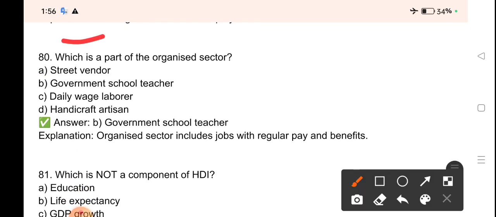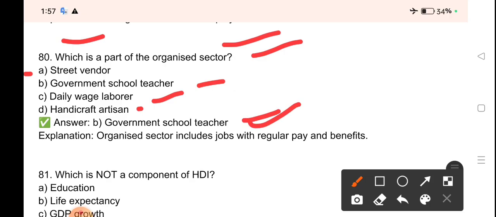Which is a part of the organized sector? Street vendor, government school teacher, daily wage laborer, handicraft artisan. Government school teacher is a part of the organized sector. The organized sector includes jobs with regular pay and benefits.